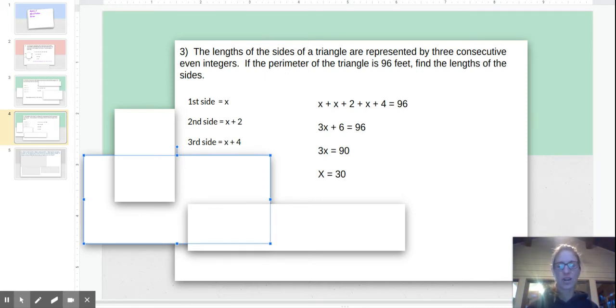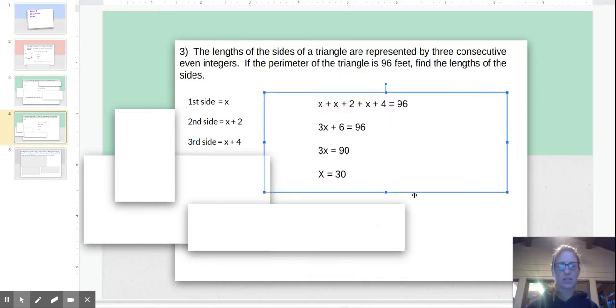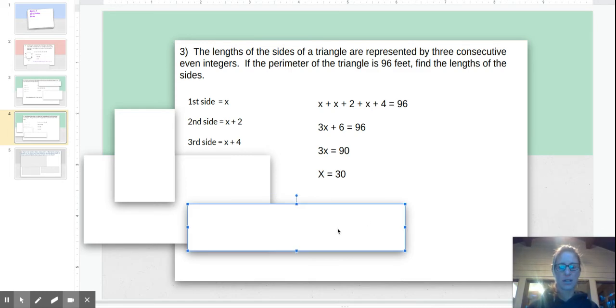So what are the sides of the triangle? Well, if x is 30, that's the first side. And the second side is 32. And the third side is going to be 34.